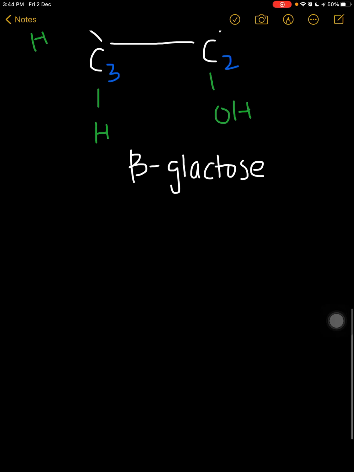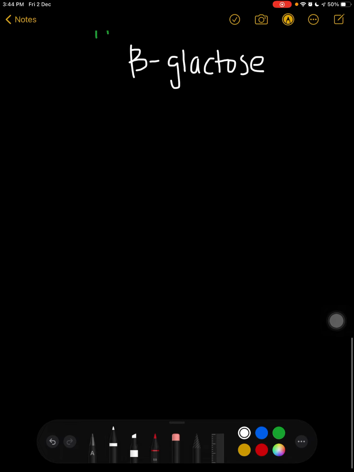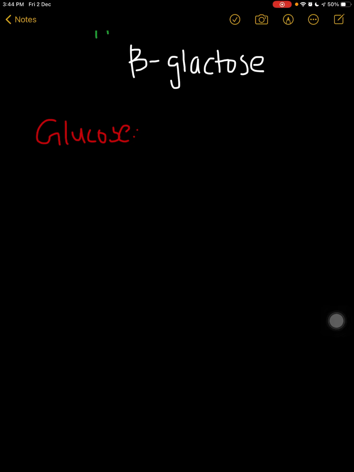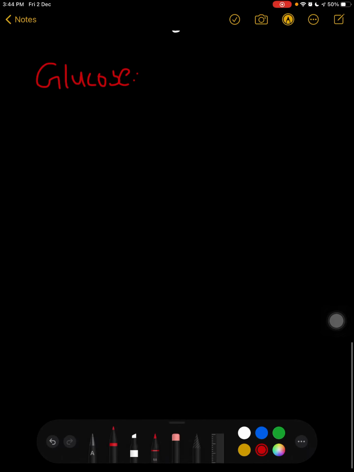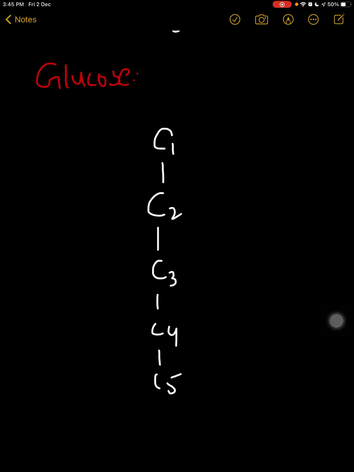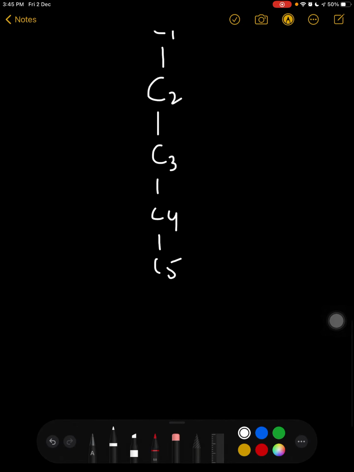Now let's look into the linear structure of glucose. So over here we are having carbon 1, carbon 2, carbon 3, carbon 4, carbon 5, and here carbon number 6.